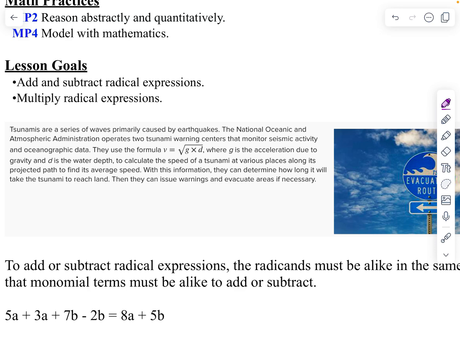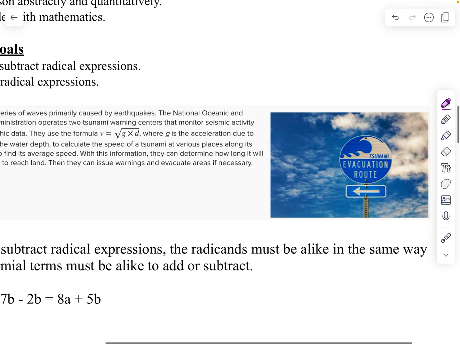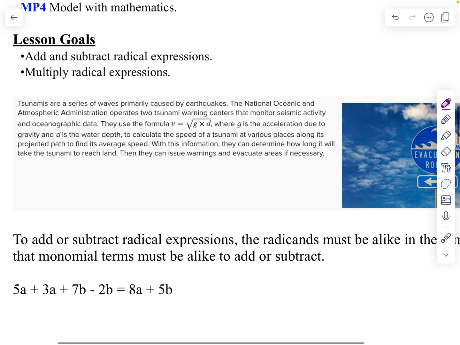With this information, they can determine how long it will take the tsunami to reach land. They can issue warnings and they can evacuate areas. So we have the tsunami warning sign here. Remember, radicals are irrational numbers. They go on forever and ever.